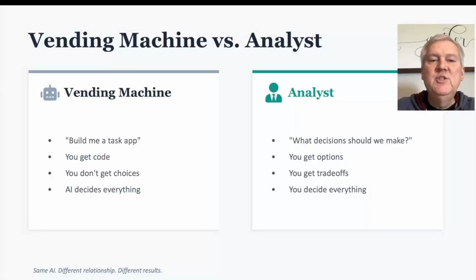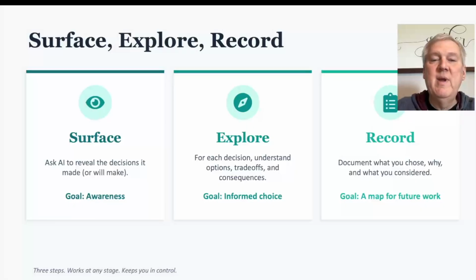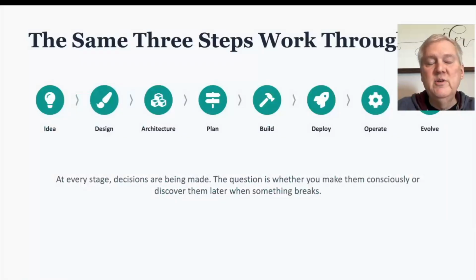Instead, we need to treat the AI like an analyst. We want to talk to it like we would a business analyst or a developer or a systems analyst or an architect so that the AI can help us understand what decisions we need to make and help us make those decisions, but then we become the ones who actually make it. And we do that with a three-step process. First, we surface the decisions, then we explore options around each decision, and then we record those decisions.